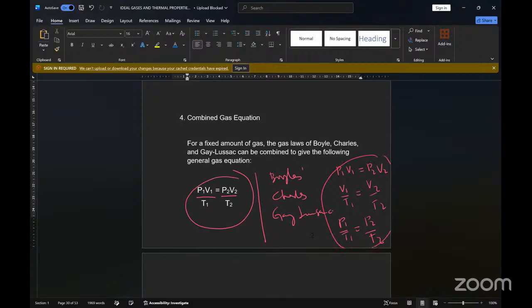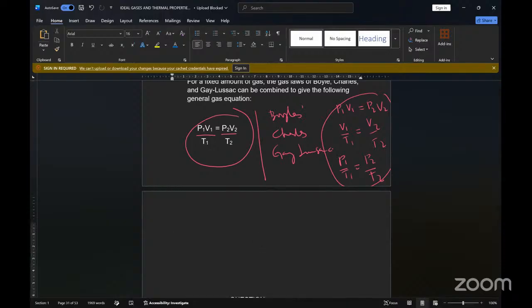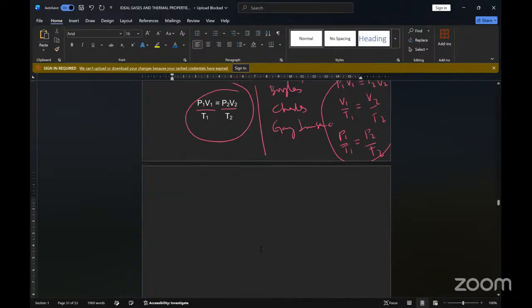You have squeezed them together into one. We call it a combined gas equation or the general gas equation. So how do we do that? Now look at this very closely. I'm going to show you something. In Boyle's law, temperature is constant. So if we are using this one, let me write it again: P1 V1 over T1 is equal to P2 V2 over T2.